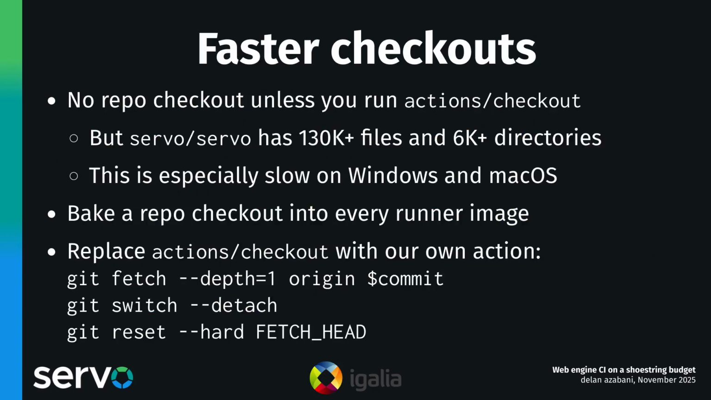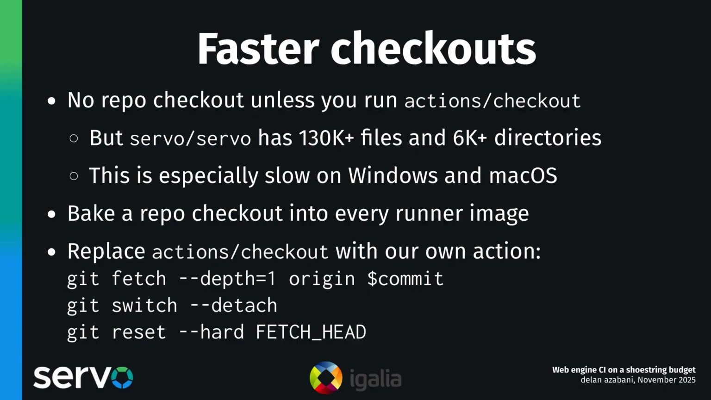Some things that you can do with our system that you can't do with GitHub-hosted runners. One of them is check out the repo significantly faster. Something about GitHub Actions and how it works is that if you run a job, you run a workflow in a repo, you don't actually get a checkout of the repo. You don't get a clone of the repo out of the box unless you explicitly add a step that does a checkout. And this is fine for the most part. It works well enough for most users and most repos. But the Servo repo has over 130,000 files across 6,000 directories.